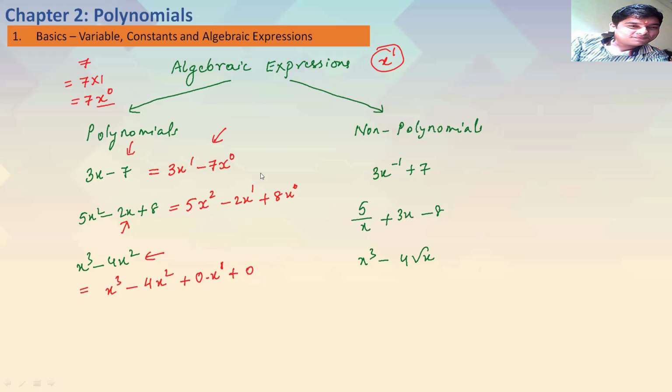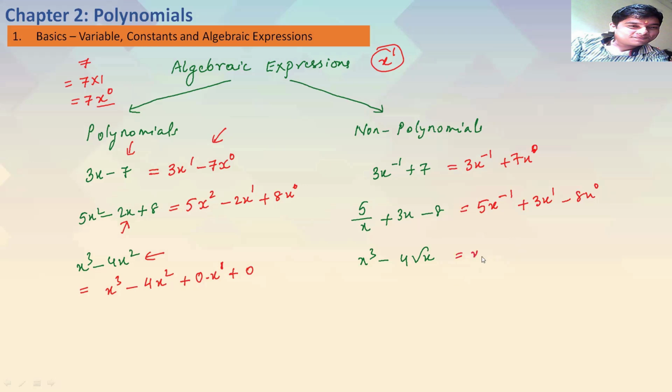But like you said, in this one, if you standardize it, it's going to look like 3x power minus 1 plus 7x power 0. Right, Ankita? Yeah. What about this one? If you standardize it, it'll be 5x whole raised to minus 1 plus 3x whole raised to 1 minus 8x whole raised to 0. Okay, what about this?